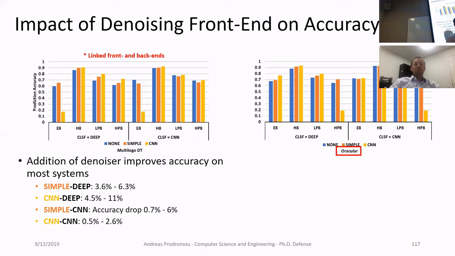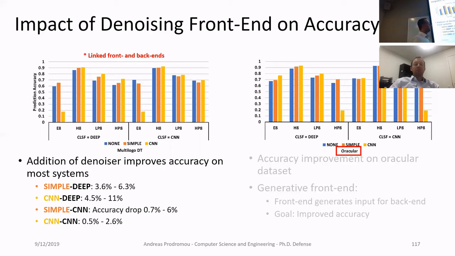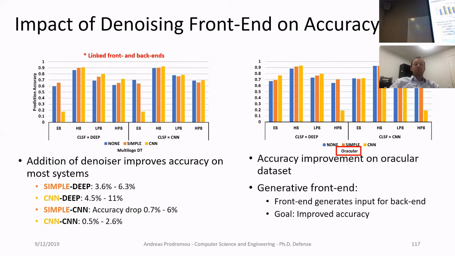If we take a look at what happens on the oracular dataset, things get a little interesting. Remember, this is error-free input, right? So on the blue bar, we can see what a classifier on its own does. It appears that when we add a denoiser, front-end denoiser, prediction accuracy goes up, which makes us think that the front end doesn't really work as a denoiser anymore. What it does is it takes in an input and it generates a new input with the goal of improving the classifier's accuracy. So there's a nice synergy between the 2.